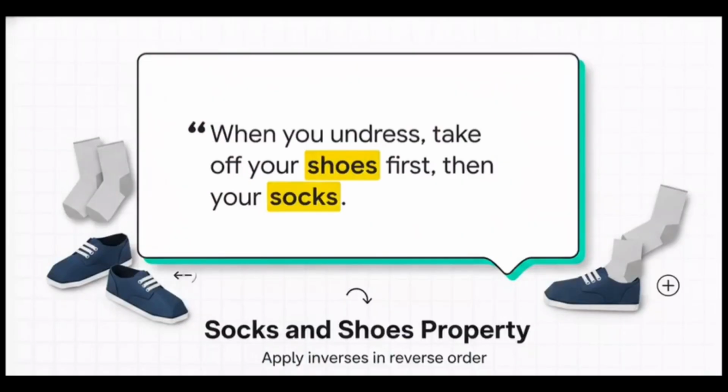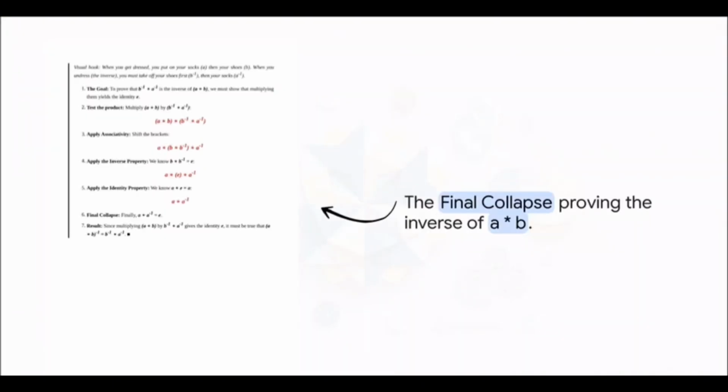Now consider this everyday example. When you get dressed, you put on your socks, then your shoes. When you undress, you must take off your shoes first, then your socks. It's incredibly obvious, right? I mean, you can't take your socks off while your shoes are still on. Well, this daily routine perfectly illustrates our next abstract theorem, the socks and shoes property. It basically states that if you want to find the inverse of a combined action, you absolutely must apply the inverses in reverse order.